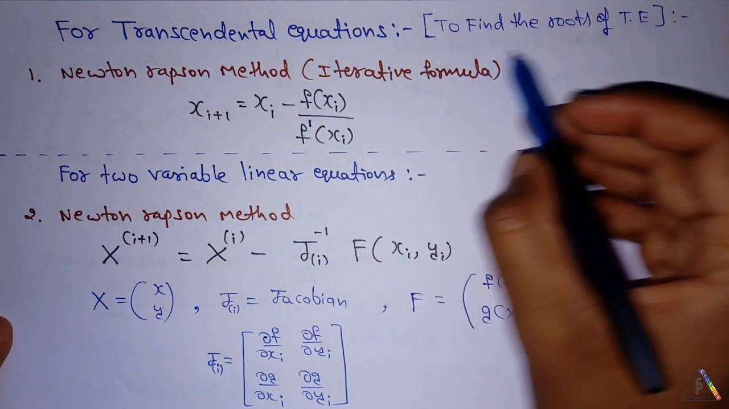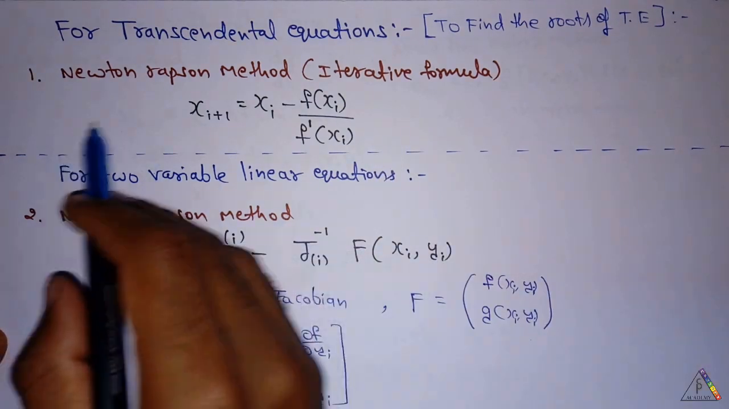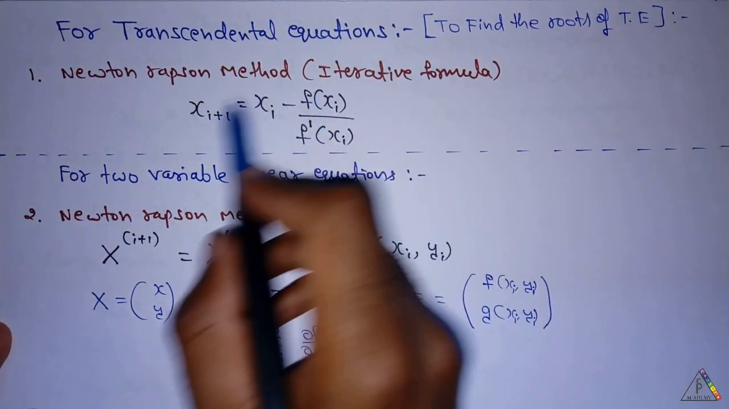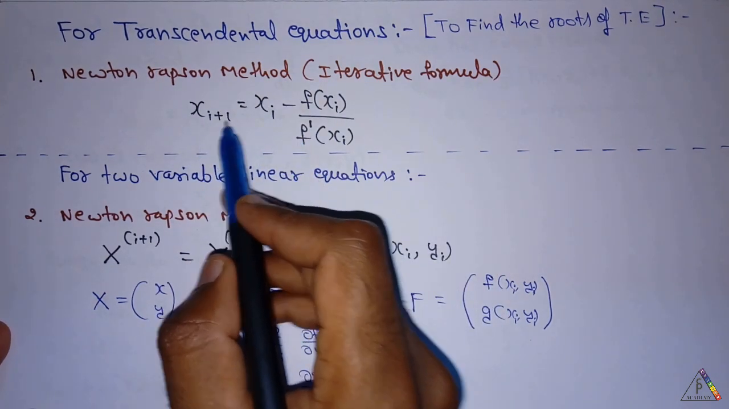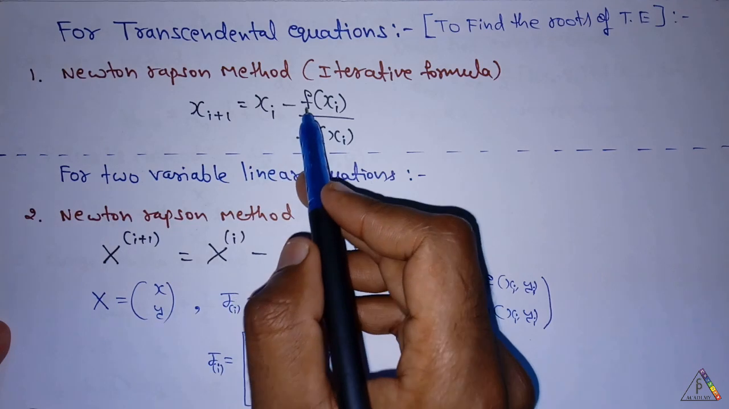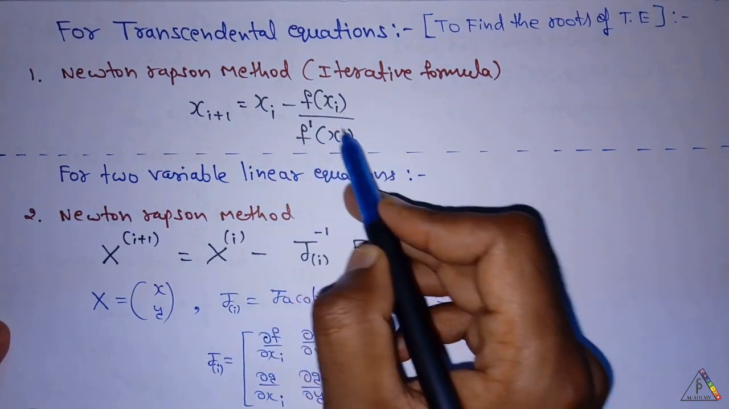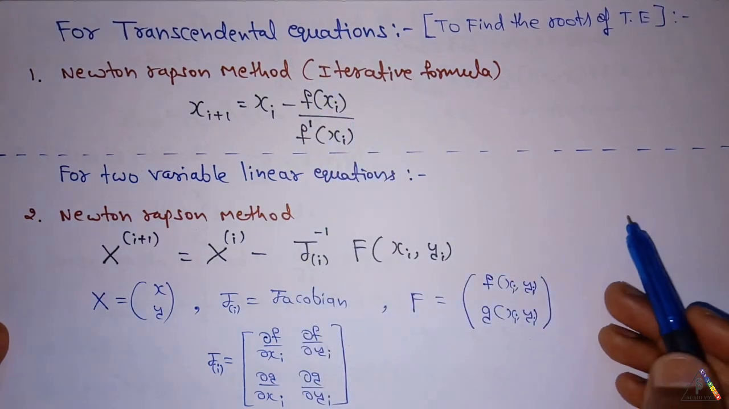To find the roots of those transcendental equations, we will use the Newton-Raphson method. It is also called the iterative formula, and it is given by x(i+1) equals xi minus f of xi divided by f dash of xi. This is the derivative of the function f of xi.